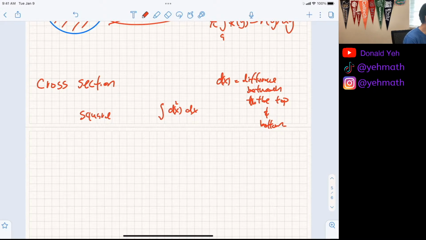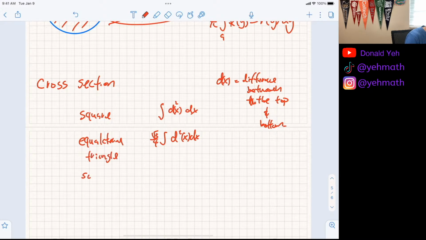Now that's a square. Now there's also an equilateral triangle. Do you remember the coefficient for equilateral? Square root 3 over 4. Good. That's square root 3 over 4 d squared of x dx. And you should know the area of an equilateral triangle is square root 3 over 4 s squared. That's an equilateral triangle.